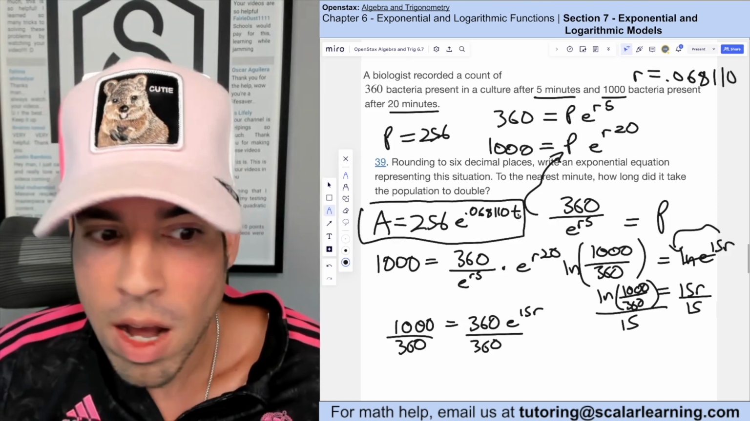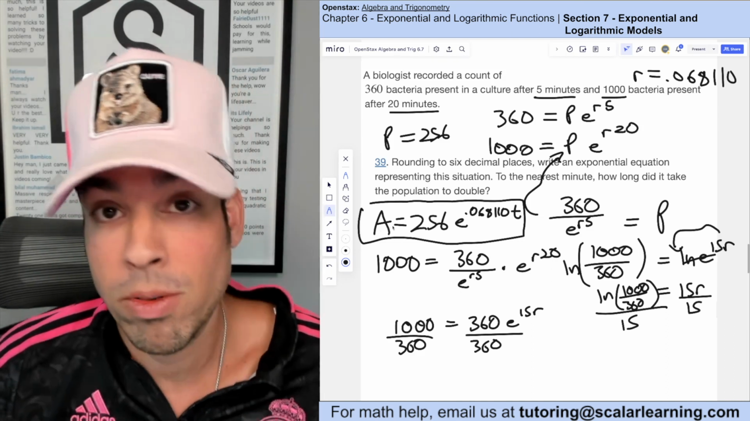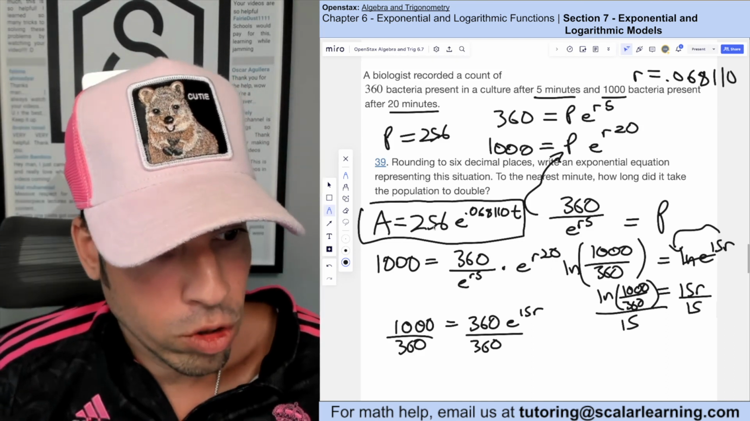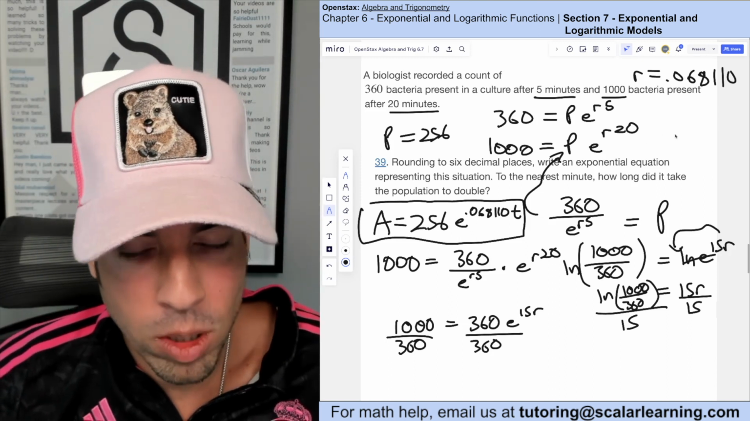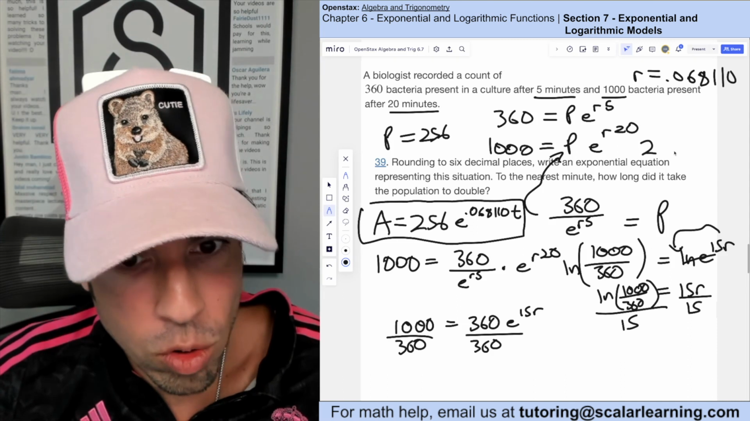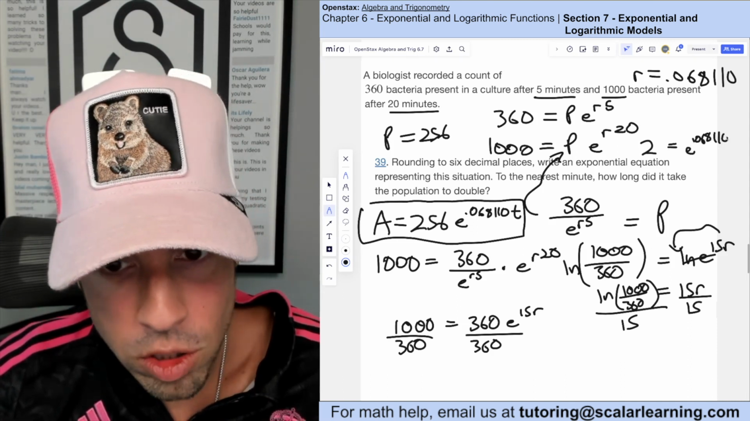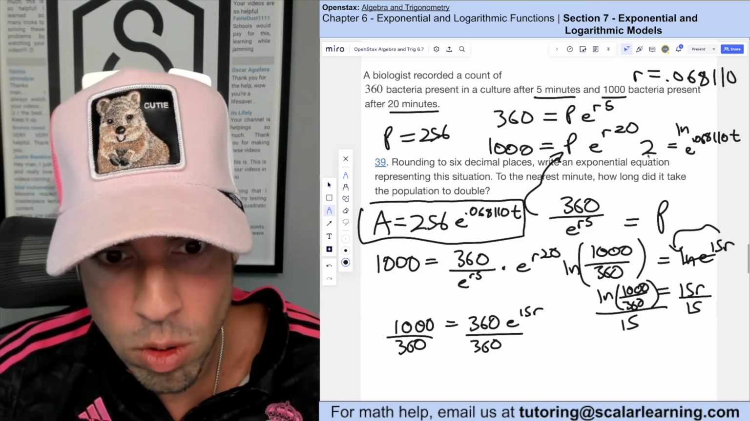Now, if we're trying to figure out how long it takes to double, we're going to plug in 512 for a and then solve. The nice thing is when we plug in 512, it equals 256 times this, so we divide by 256. I'm going to jump ahead and start with 2. So 2 equals e to the 0.06811t. Now to solve for t, this exponential variable, we have to take the natural log of both sides.